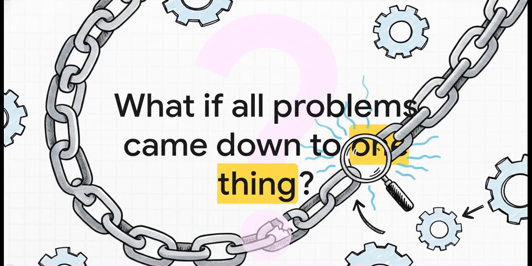To really get this, just picture a classic metal chain. If you want that chain to hold more weight, you're not going to waste time reinforcing all the links at once, right? Because the strength of the chain isn't determined by its strongest link, it is entirely determined by its weakest one. And you know what? Business systems work exactly the same way.